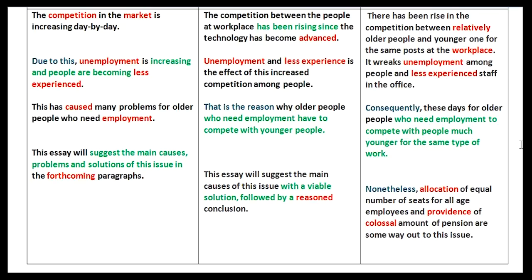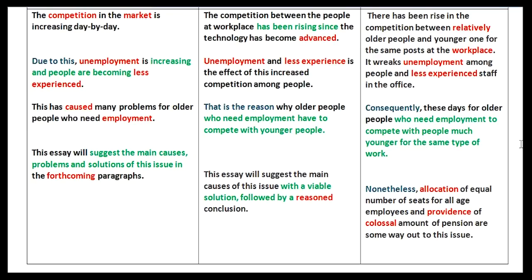See, next line will be for 6 band essay. This has caused many problems for older people who need employment. It means I have described the problems would be faced by which sector of people. And the second, for a 7 band essay, that is the reason why older people who need employment have to compete with younger people. So here I have described the reason that why older people have to compete with younger people because of the unemployment and less experience that is explained in the last line.